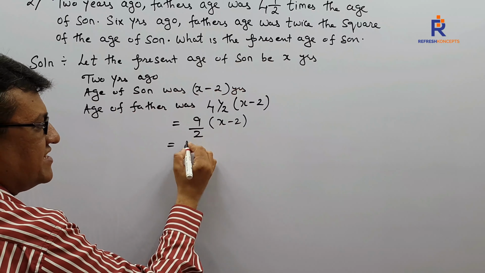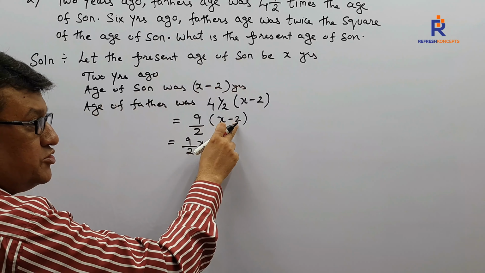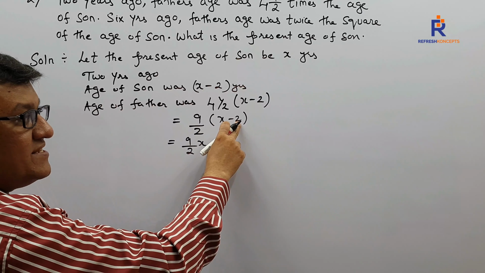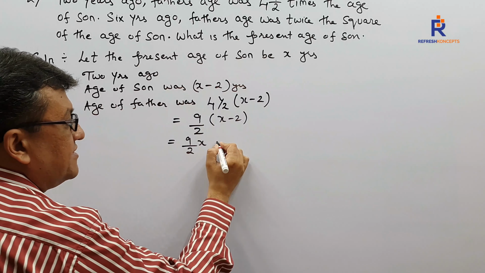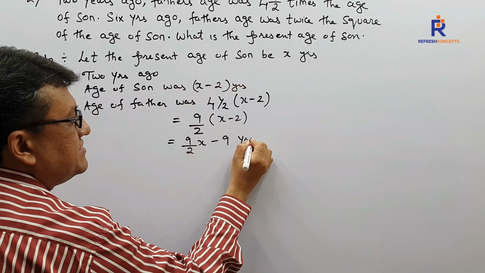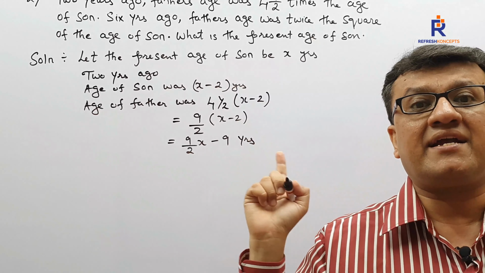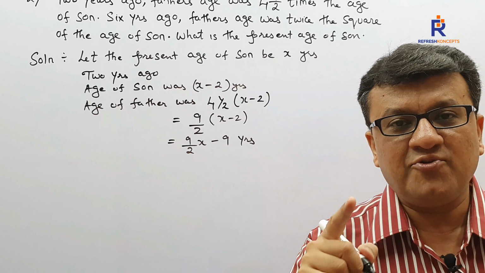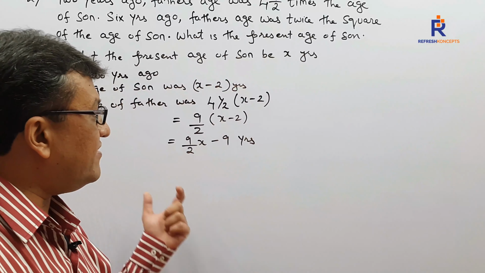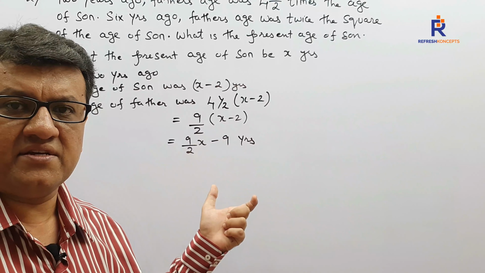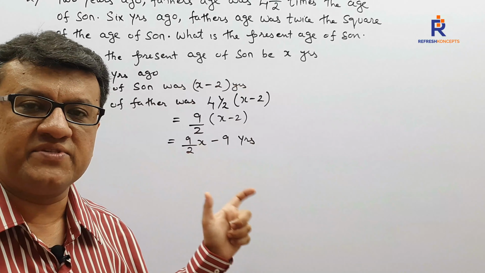Children, let me further simplify this. 9 by 2 into x, 9 by 2x, and 9 by 2 into 2, this 2 and this 2 will get cancelled off, and I'll get minus 9 years. Children, this is the age of the father 2 years ago. We still don't have the present age of father. You might be wondering whether we really need it. At least in my way of dealing with the sum, I need the present age of father. Not necessarily that everybody will deal with it the same way, but I always want the present age of all the parameters which are there in the sum.